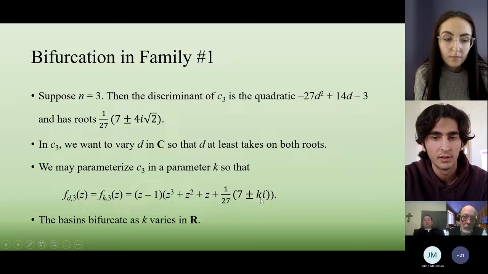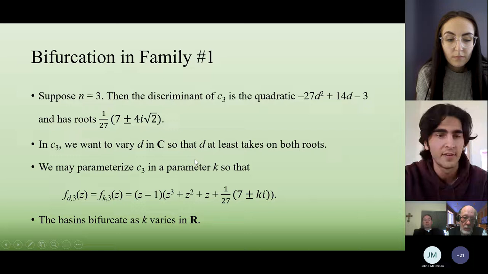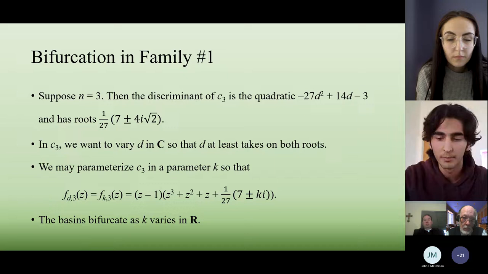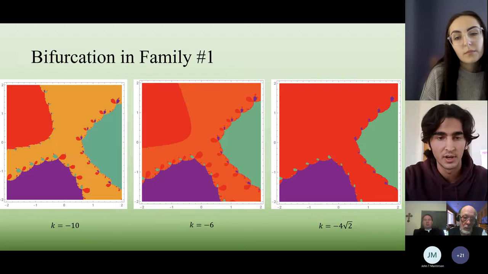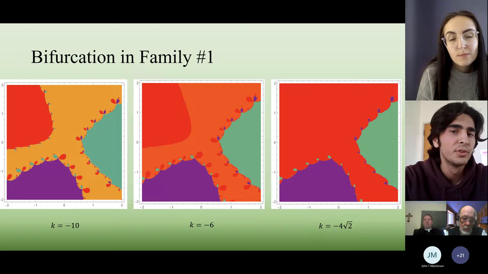And when that K value hits 4 root 2 or minus 4 root 2, then that's where we see the coalescing of roots. For instance, when K is negative 10, these are the plots of the basins. And these were produced in Mathematica with the ListDensityPlot command.